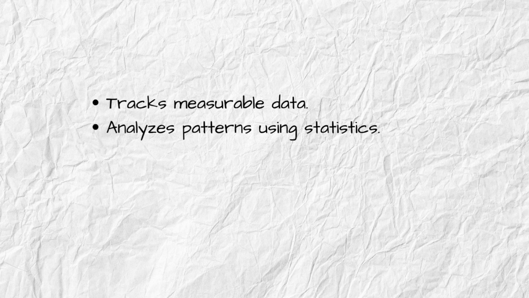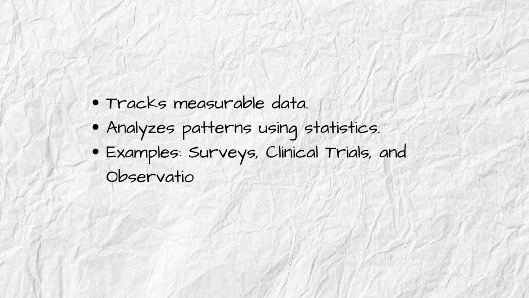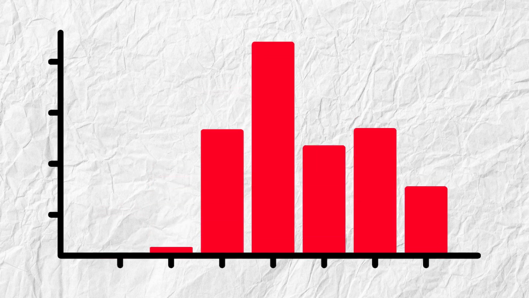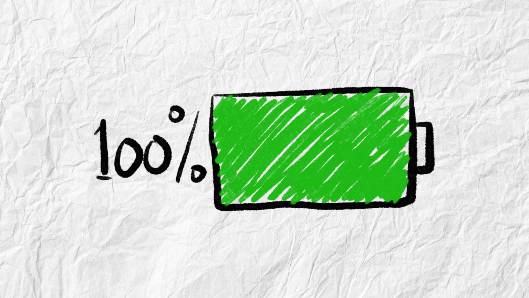Let's break it down. Primary quantitative research. This type of research collects numeric data to measure variables, test hypotheses, and find patterns. The focus is on objective results. Think numbers, percentages, and statistics.